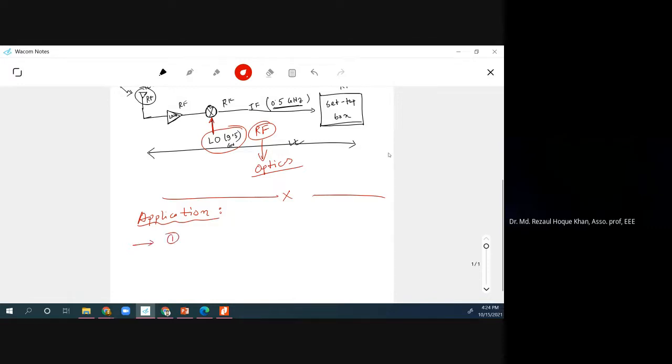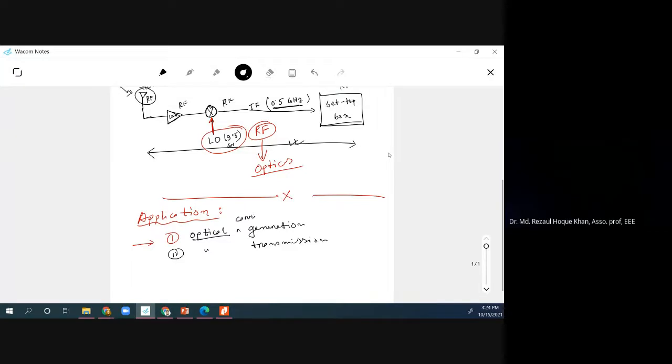Application one is optical generation, and application two is optical transmission. This is in a broader sense. There are two ways you can use an optical system, by using optical carrier generation.